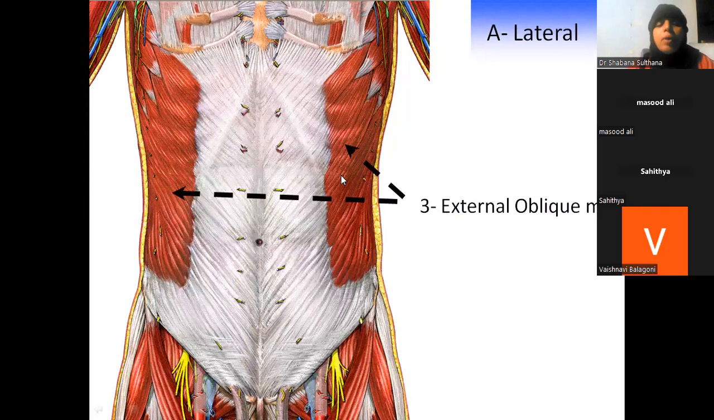External oblique abdominis. The muscle fibers are seen only in the posterior direction. We don't find muscle fibers anteriorly. What is this white sheet called? Rectus sheath.